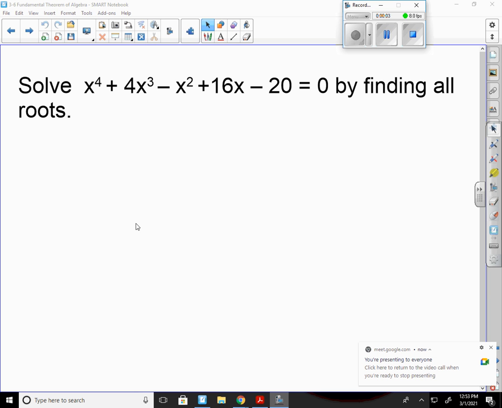All right, we're going to pick up where we left off on Friday, or on Thursday actually, sorry. So this is exactly like the one we just did.